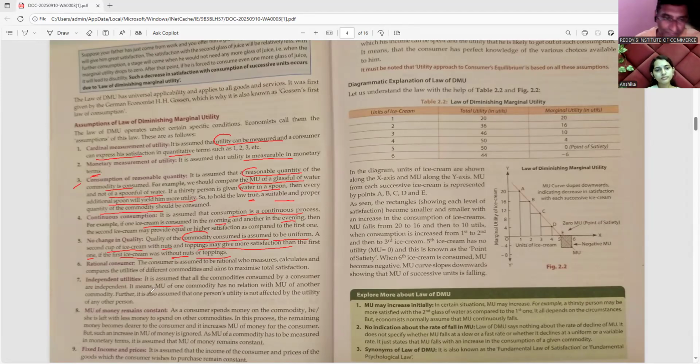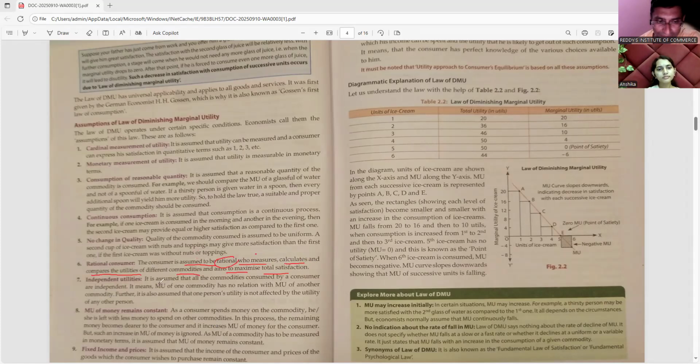Same thing. A rational consumer. The consumer is assumed to be rational, who measures, calculates, and compares the utilities of different commodities and aims to maximize total satisfaction. Why? Who measures, calculates, compares utility. Sometimes few consumers, whenever they are consuming, compare with the others also, with other goods and commodities also.